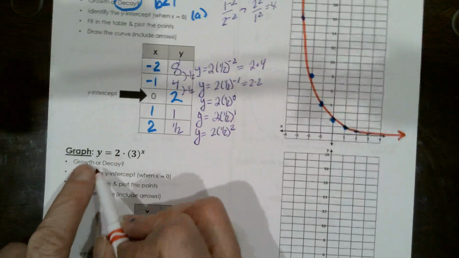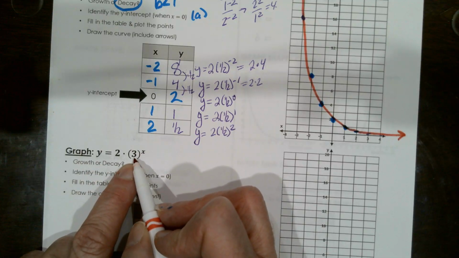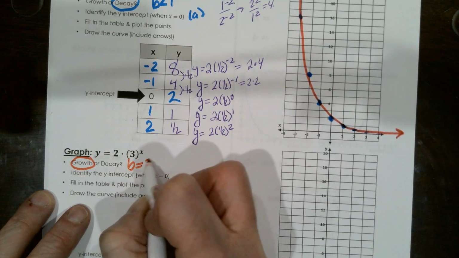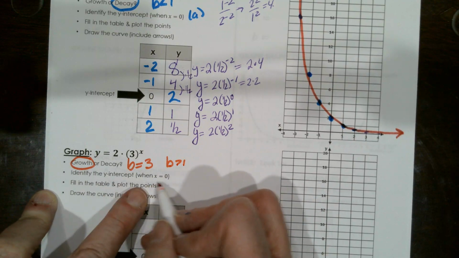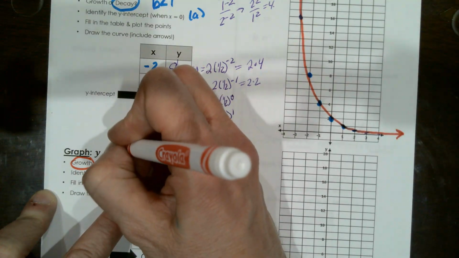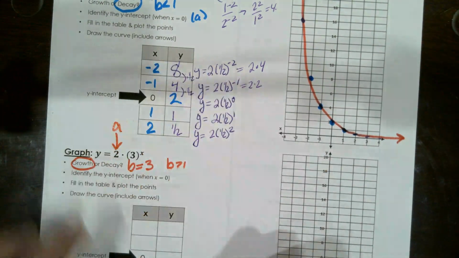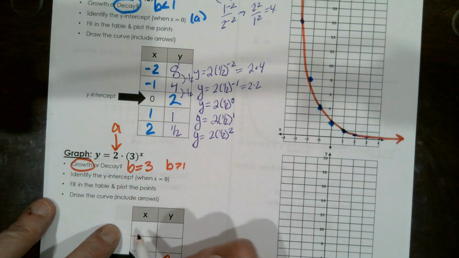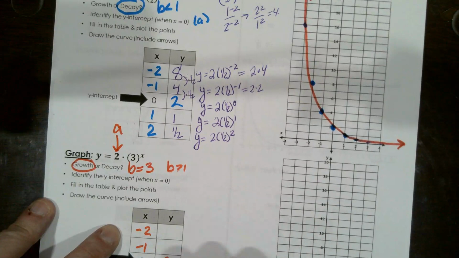Okay, y equals 2 times 3 to the x. We have a number greater than 1 here in the b position. That is going to be growth, because b equals 3, and that means that's greater than 1. Identify the y-intercept. Again, the y-intercept is going to be the a value. So when x is 0, the y-intercept is going to be 2. Let's fill in the rest of our chart: -2, -1, 0, 1, 2. Again, please put these in order.